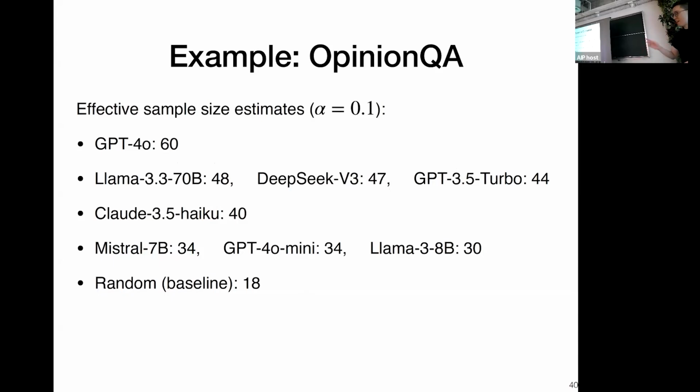You can see that the random baseline has effective sample size 18. In our experience, a sample size like this results in a very wide confidence interval. It's not informative, and that's understandable. So all of these models we tested are much better than the random baseline, at least in the opinion QA.